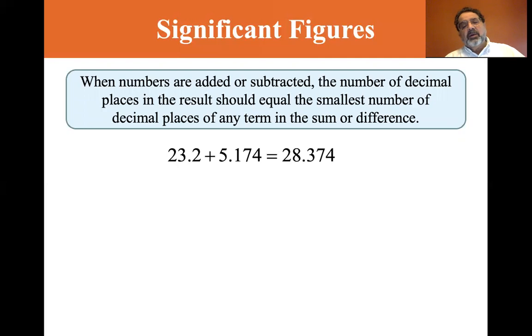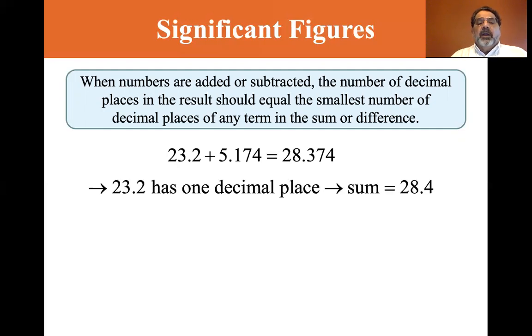So here we have 3 digits in 23.2, and we have 4 digits with 5.174. It equals 28.374, but since we only have 3 significant digits in one of them, we change it to 3 significant digits. 23.2 has 1 decimal place, so the sum is 28.4.